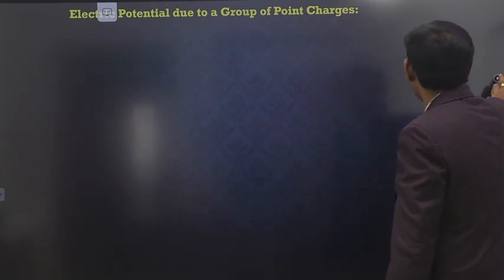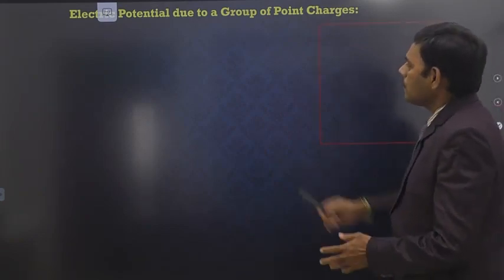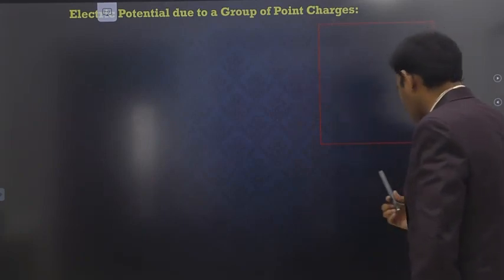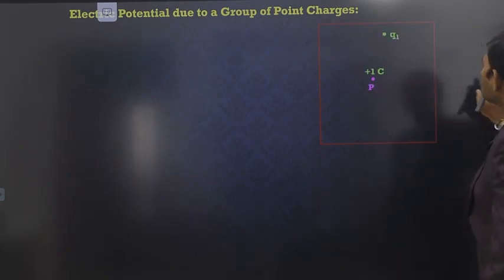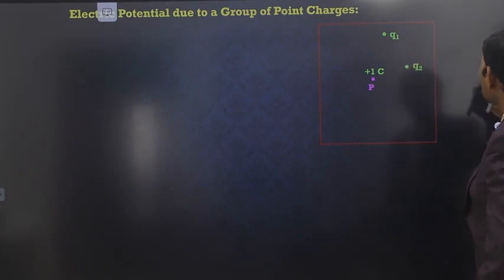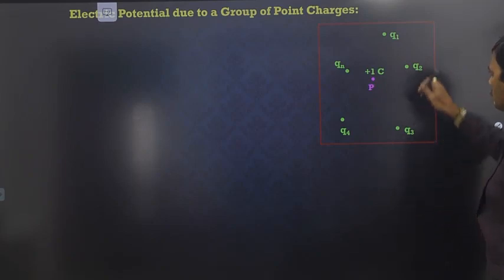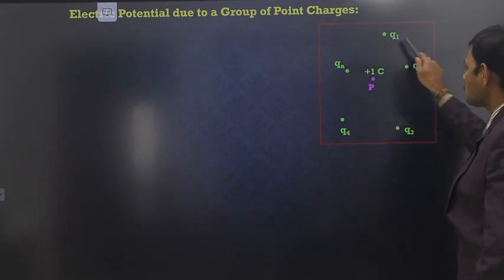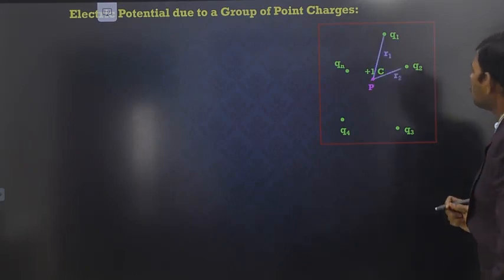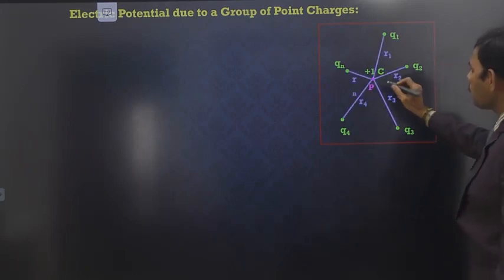Here in this concept we would like to know the electrical potential due to a group of point charges. Here in this diagram, let us consider different charges. Let Q1 be the charge at a particular point, and Q2 is the second charge, Q3 is the third charge, and so on. Q4 is the fourth charge, Qn is the nth charge. In this region we have Q1, Q2, Q3, Q4 and so on, Qn, the n charges kept in this region, and we would like to find the potential at point P.